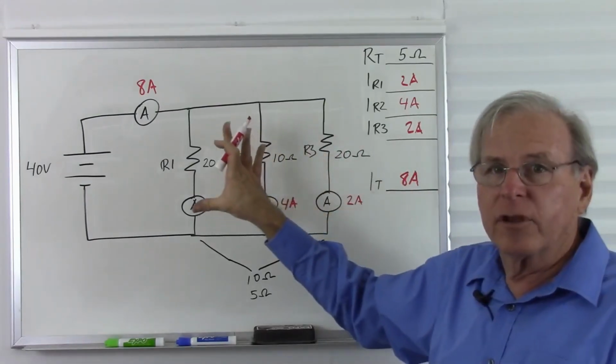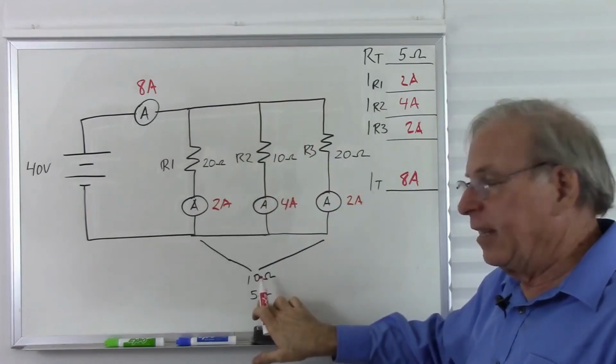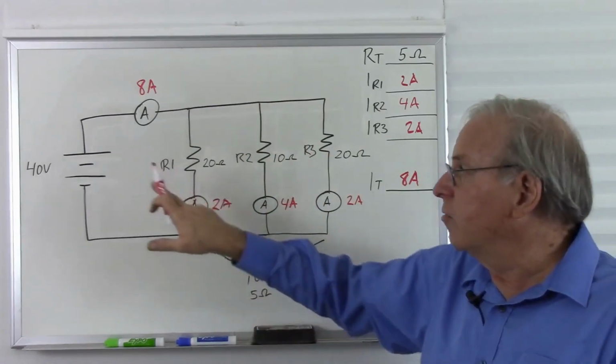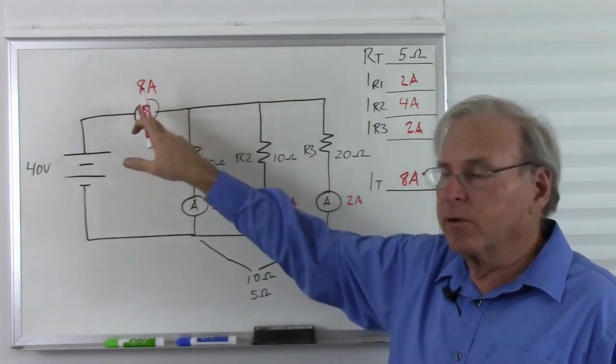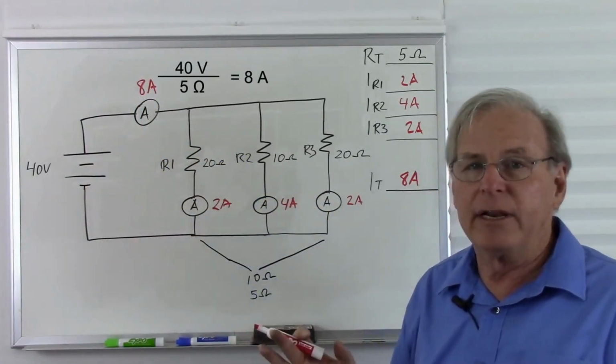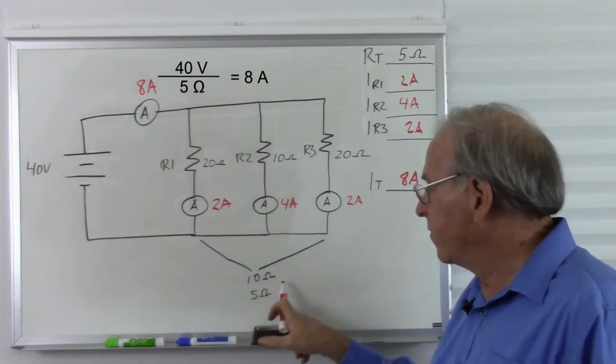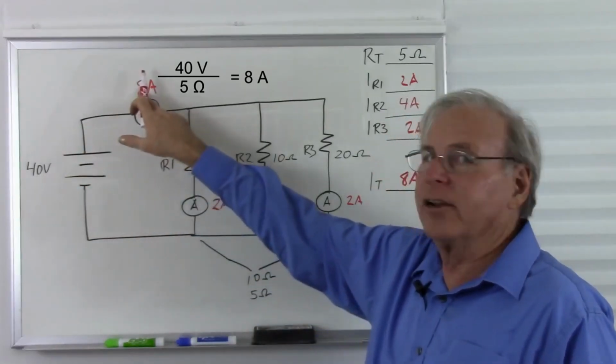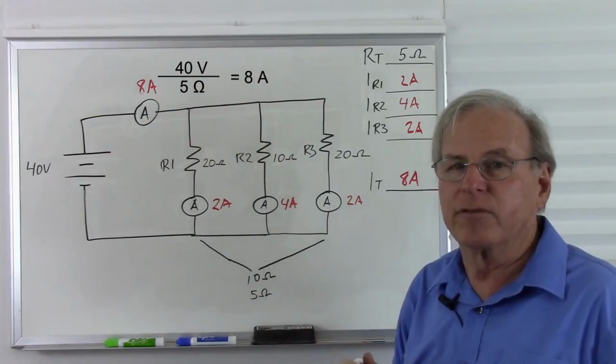Let's confirm this by dividing this resistance into our voltage to see if we get the right number of amps. So 5 ohms goes into 40 volts how many times? 8 times. So 5 goes into 40, 8 times, confirming we have 8 amps of current.